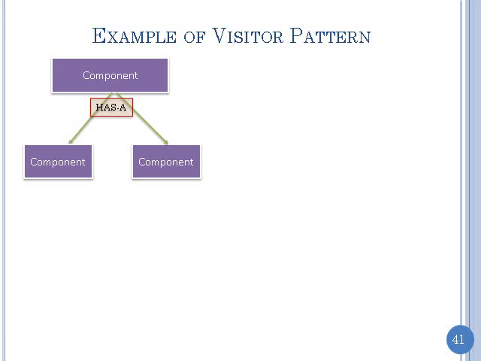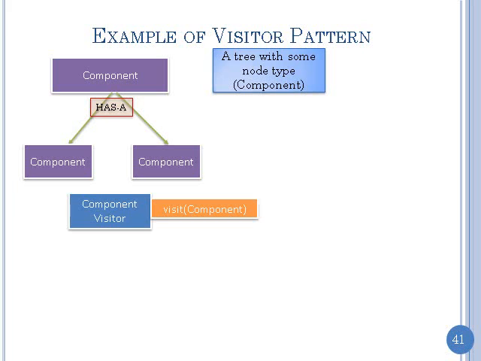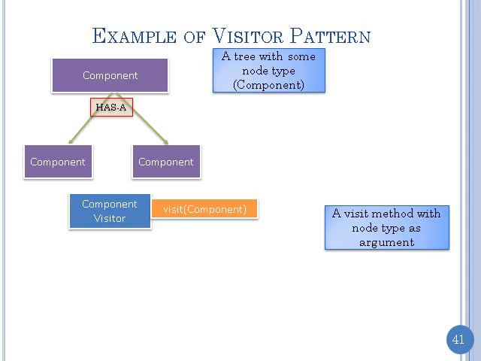So, in general, what's the pattern? I have in this case a component tree. In general, what kind of tree will I have? Let's try to figure out the general pattern. We've seen a particular use of visitor, and we're going to use this visitor in different problems. So, in this problem, we have a tree of components. In general, we'll have a tree of some node type, some type T. In this case it's component. We have a component visitor that implements a visit method that takes as an argument the type component. In general, we're going to have a visit method that takes the node type as argument.